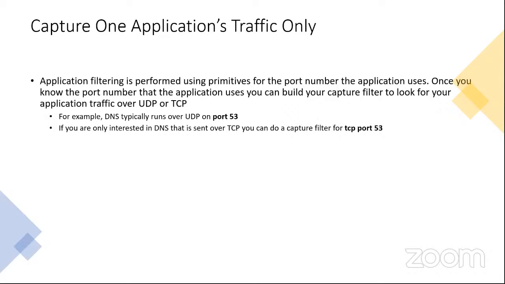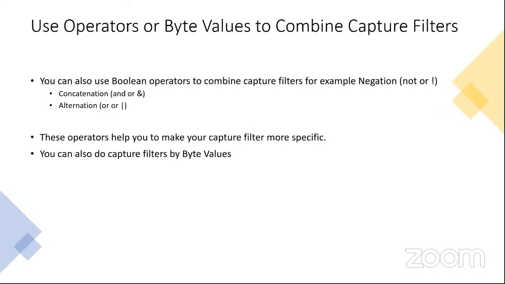you can capture just that application's traffic as long as you know the primitives or the protocols that identify specifically that application. So this uses Boolean operators. If you're saying, how do I want to see, for example, anything on port 53, but only if it's over UDP, right?